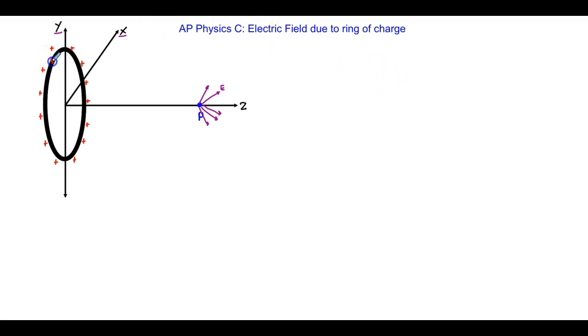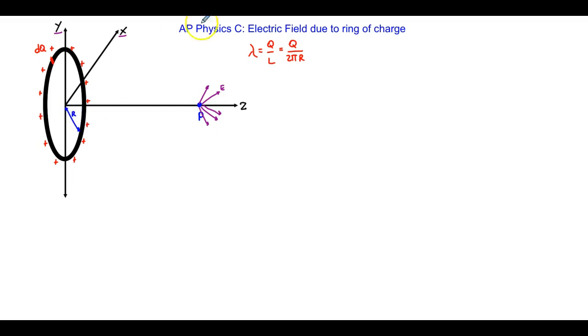Like many of the other problems, we'll be looking at a tiny little piece or a differential of charge around the ring, dq, and we're going to start with some initial conditions where the linear charge density is the charge over the length of the distribution. In this case, the length of the distribution is equal to 2 pi capital R, where capital R is equal to the radius of the ring.